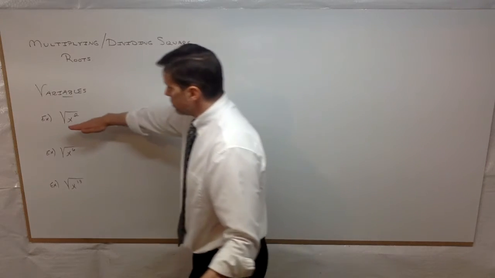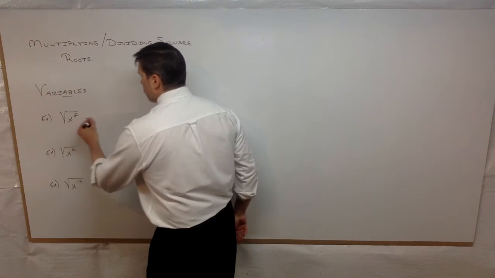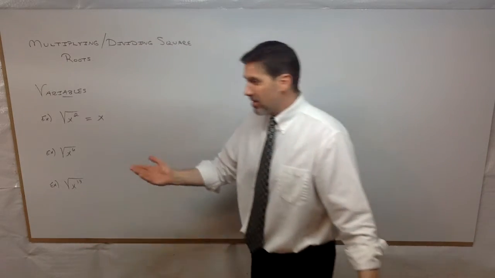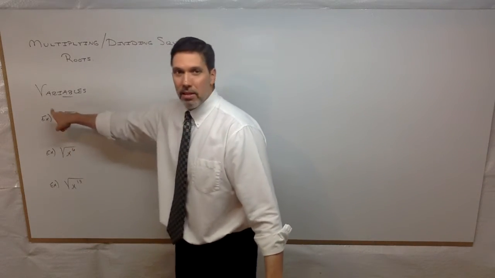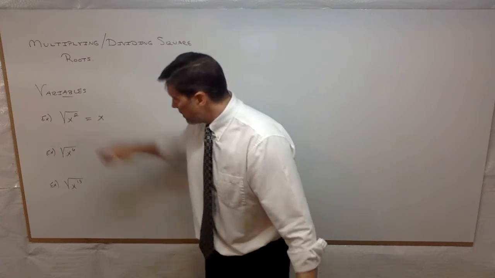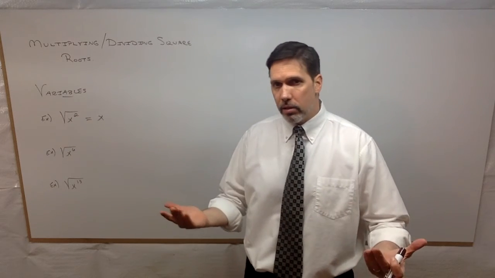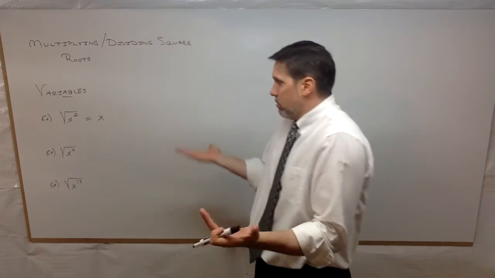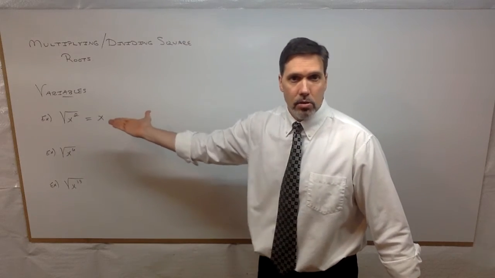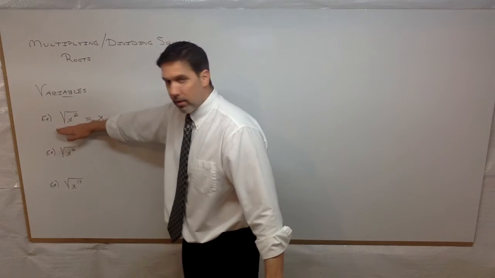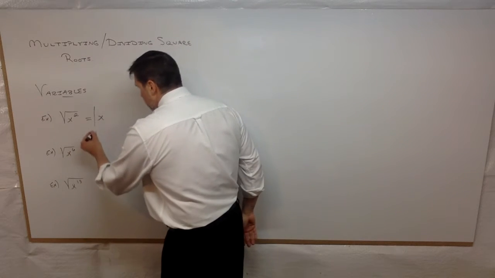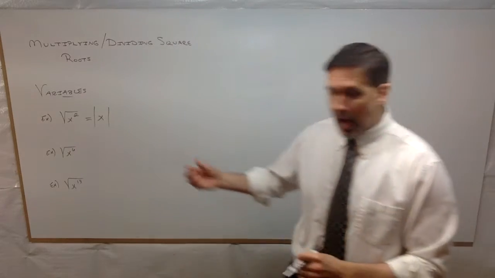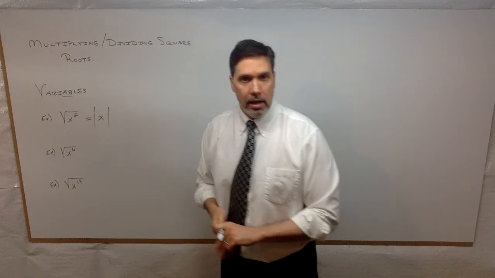So if I say, what's the square root of x squared, your first thought is, well, it's x. That's a problem because this has to be the positive square root. Is x a positive value? Well, x can take on any value. You can't guarantee that x is positive. So what we have to do in a situation like this is make sure we have absolute value around that.